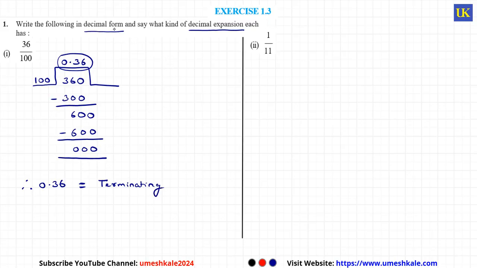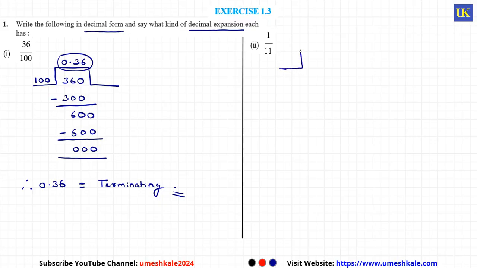They have asked us to convert this number into decimal form, which we have done here, and they have asked us to name what kind of decimal expansion it is. It is a terminating decimal expansion. So this is our answer. Now we'll see the second sum.